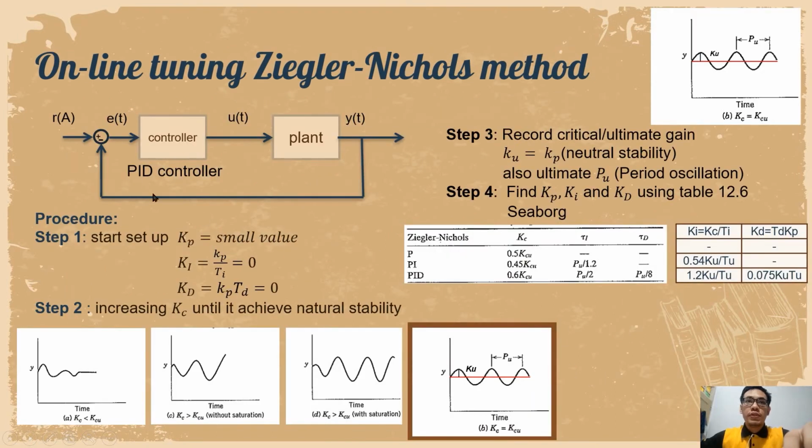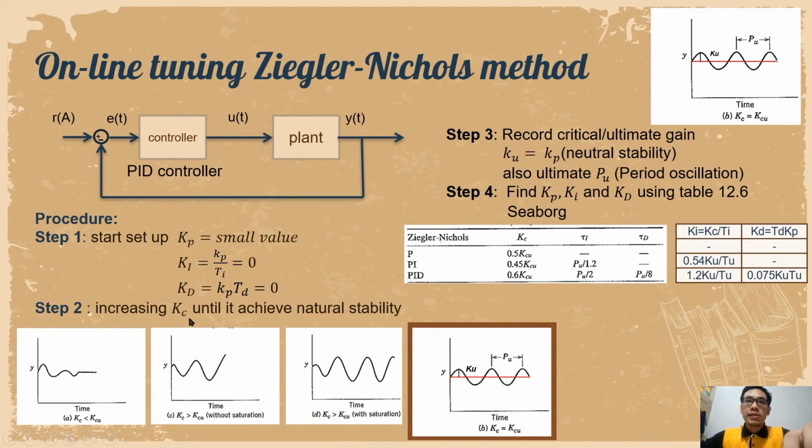For the procedure, the first step is, when the process has reached steady state, set Kc equal to a small value. Eliminate the integral and derivative control action by setting Td to 0 and Ti to the largest possible value. Give Ki and Kd a value equal to 0.